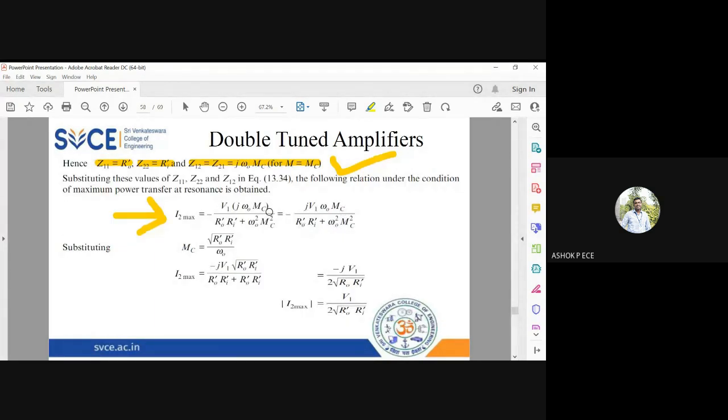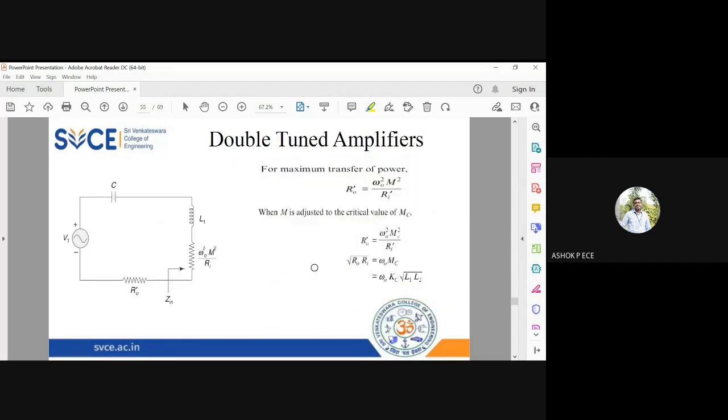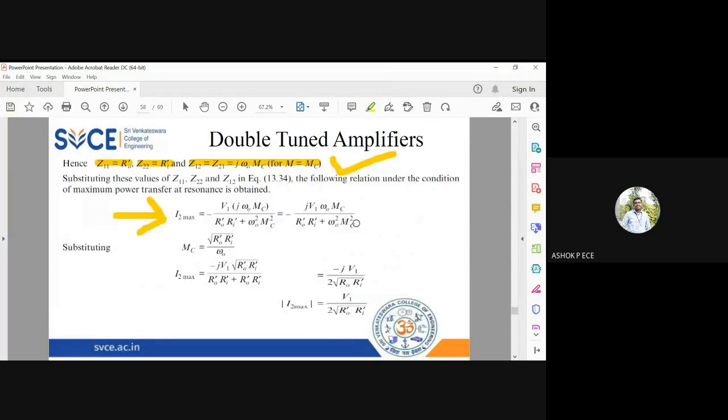So if you simplify, you get minus j V1 omega naught MC by R naught dash Ra dash plus omega naught square MC square. But we have derived yesterday this relation: MC is equal to root of R naught into Ra dash. We have derived this equation for maximum power transfer. So during the resonant frequency, when M is equal to MC, this condition holds good. So I replace this term with R naught into Ra dash. You note omega naught square MC square is also equal to R naught dash into Ra dash as per the maximum power transfer conditions.